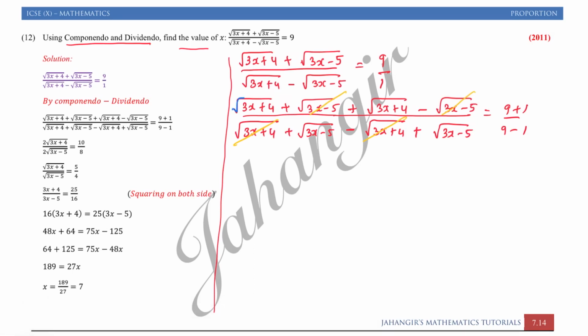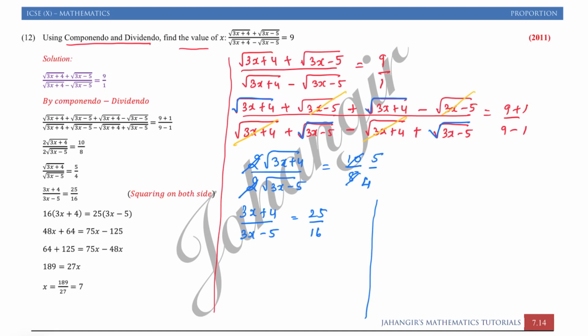Root of 3x plus 4 plus root of 3x plus 4 is 2 root of 3x plus 4. In the same way, root of 3x minus 5 plus root of 3x minus 5 is 2 square root of 3x minus 5, and that is equal to 10 upon 8. 2 and 2 will get cancelled. Here also I can write 2 4s and 2 5s. So now squaring on both sides, 3x plus 4 upon 3x minus 5 is equal to 25 upon 4 square, which is 16. Now cross multiply.